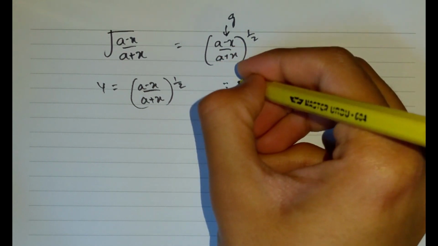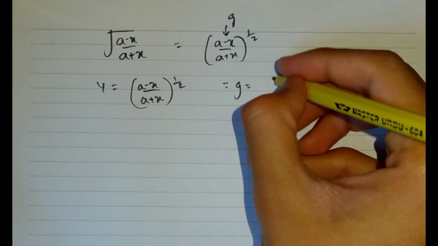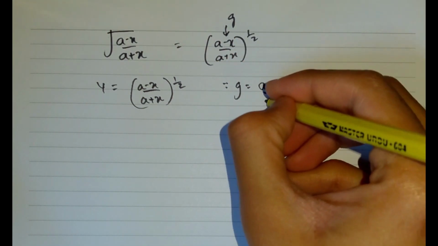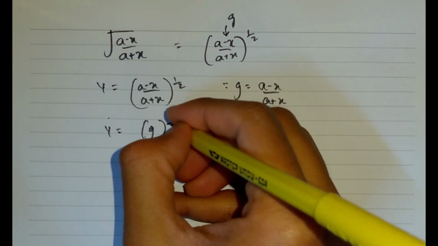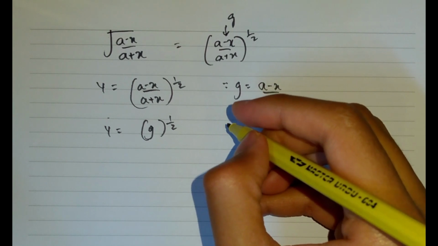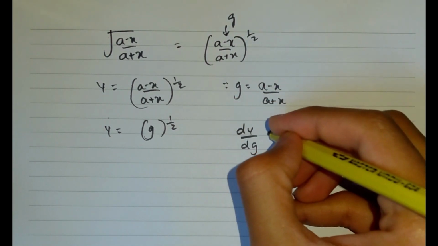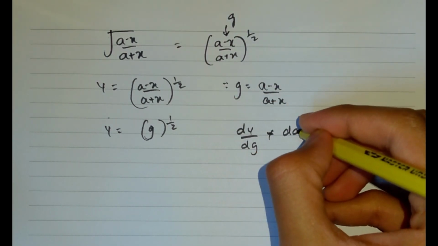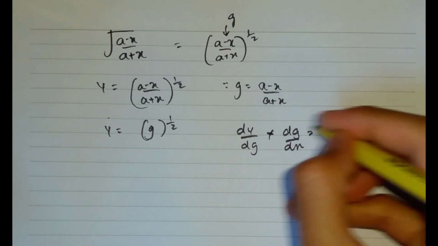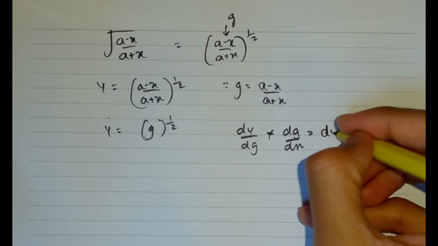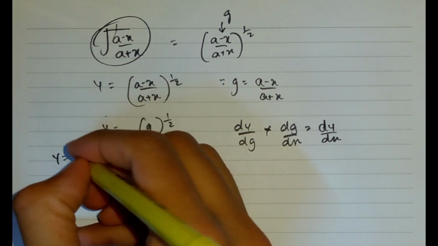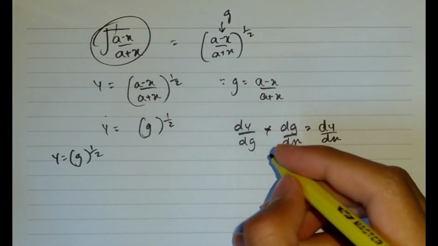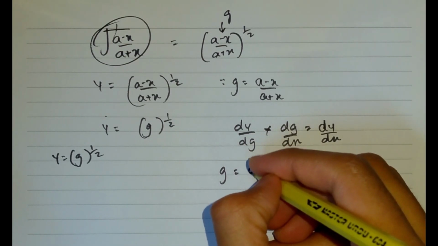Now guess what? We have supposed that g is actually equal to (a minus x) divided by (a plus x). So I can actually write y is equal to g power 1 by 2. Now for the chain rule, we know that we have to find the derivative of y with respect to g, and then the derivative of g with respect to x, and then we have to multiply those things in order to find the derivative of the final function. So let's begin. First of all, we have y is equal to g power 1 by 2, and g is equal to (a minus x) over (a plus x).